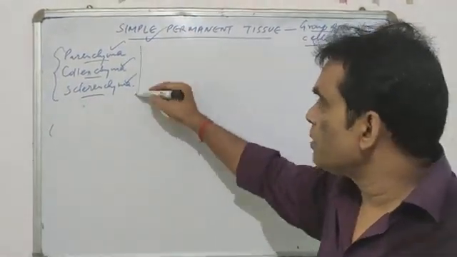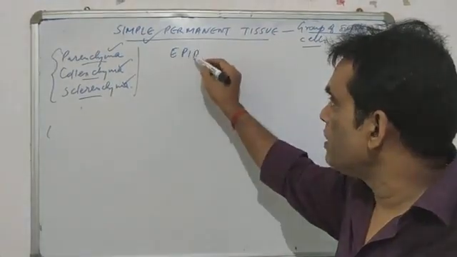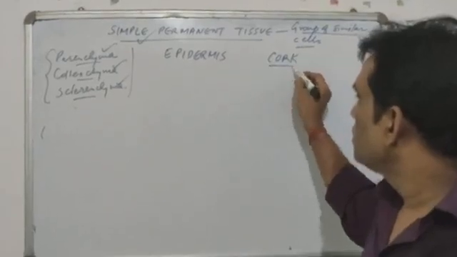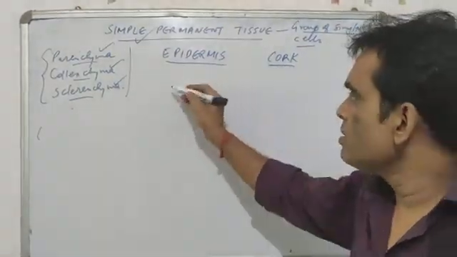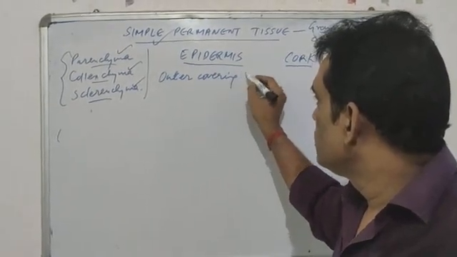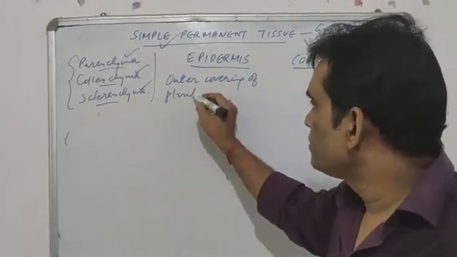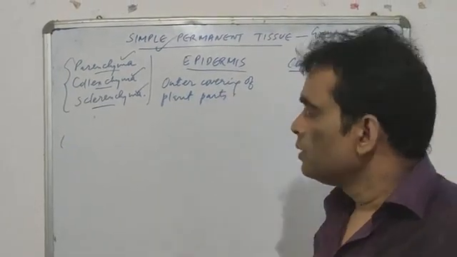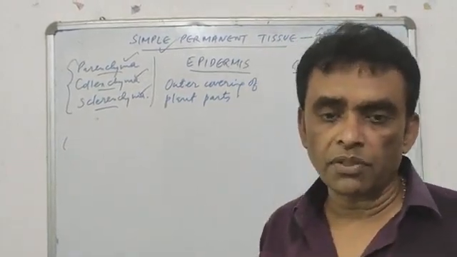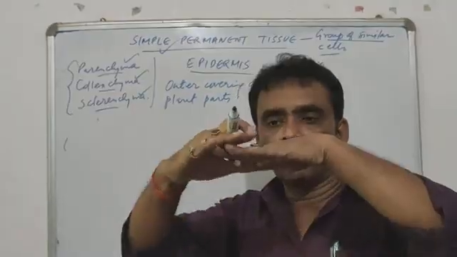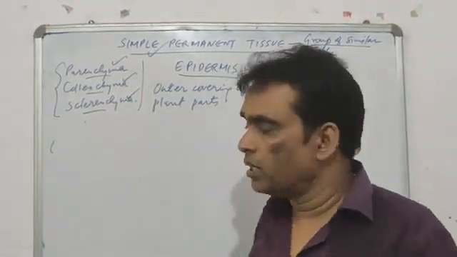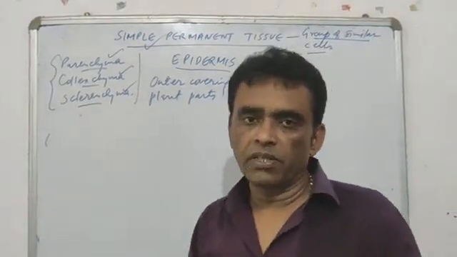There are two more simple permanent tissues, called epidermis and cork. Nothing much to know about epidermis. It is present as the outer covering of the plant parts. They are present all around the stem, all around the branches, all around the leaves. The leaf is a flat structure: upper epidermis, lower epidermis. Roots are surrounded by epidermis. The outermost layer of cells is called epidermis.